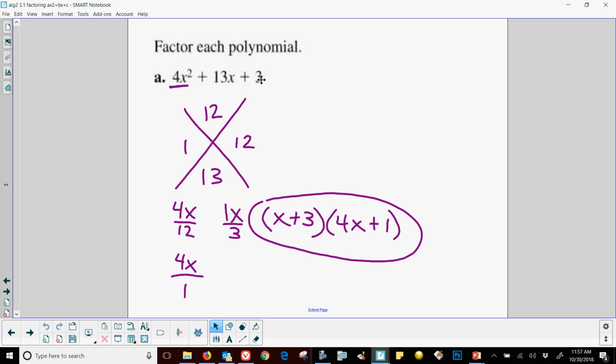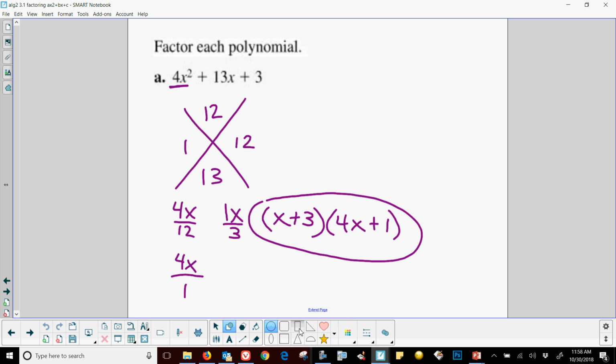No greatest common factor. So a times c on top and b on bottom. 12 times 1 is 12, 12 plus 1 is 13. But this is when we took 4x and put it over 12 and put it over 1 and simplified. This simplified to 1/3, so we wrote it as x plus 3. And 4x plus 1 is technically 1, or technically 4, but we need this positive 1 down here, so we can read it as 4x plus 1.